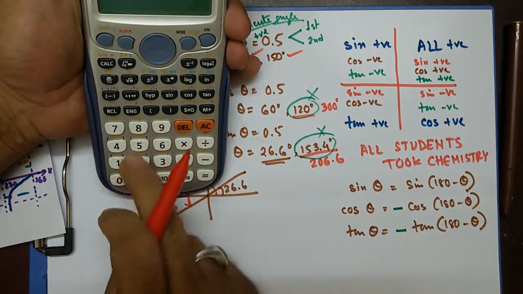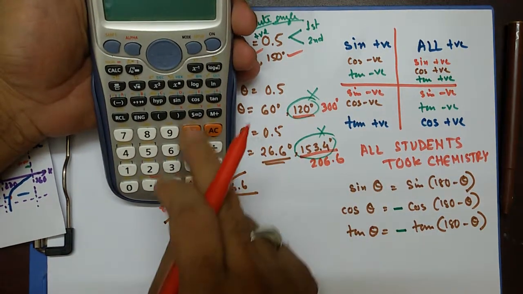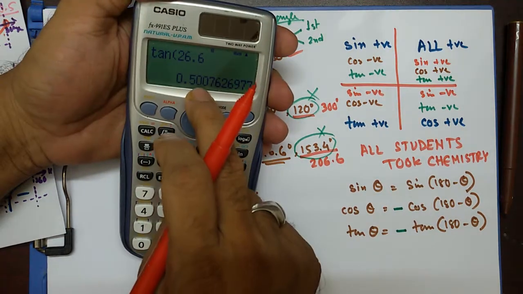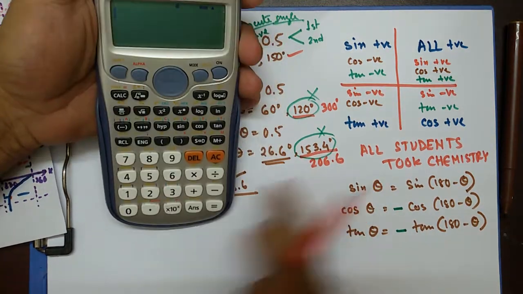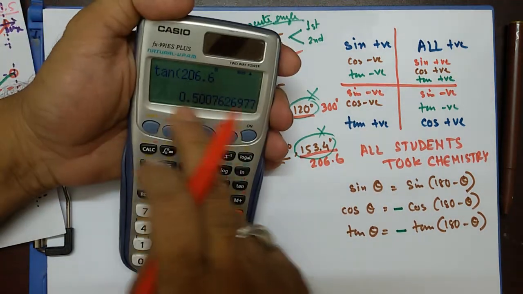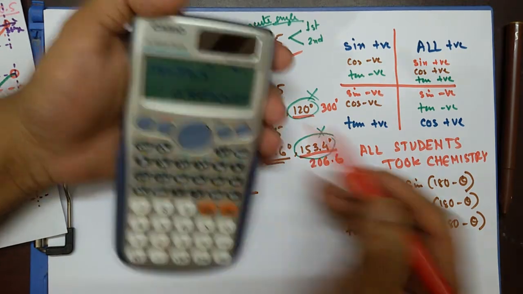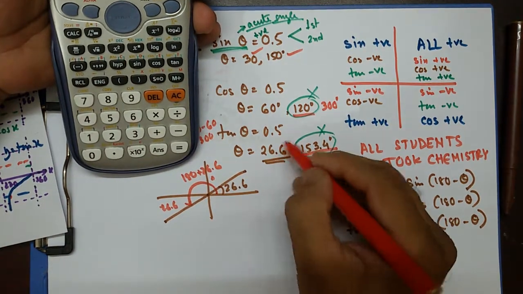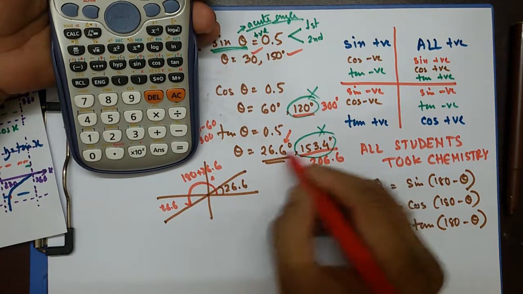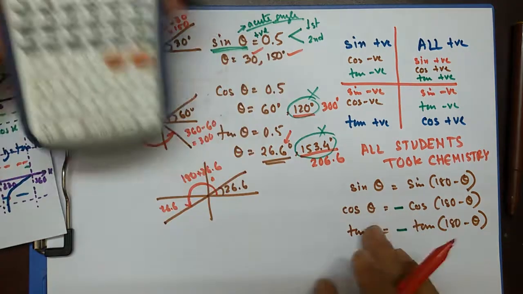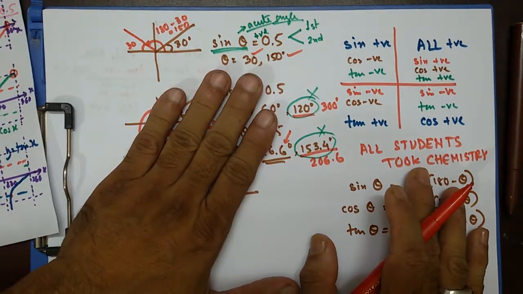So tan, let me do it with the first one. Tan 26.6 gives me 0.500. And for this one, tan 206.6, that's also 0.500. For the rest of the values, because I take the average and take it correct to 1 decimal place, I rounded it off, I didn't take all values. That's why I have some discrepancy over here. Okay, so that's what it is.